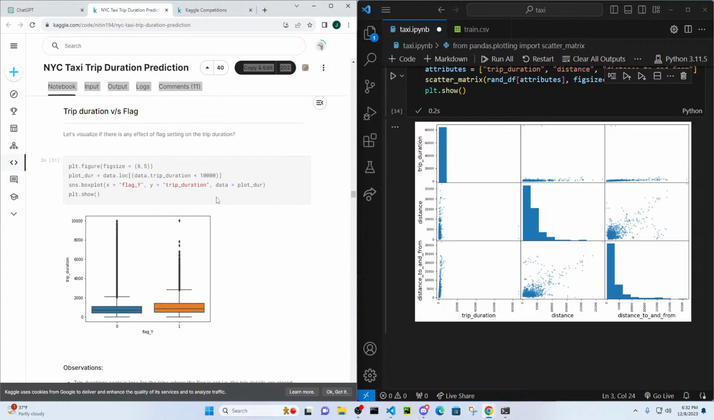So what is this actually showing? Trip duration versus flag. So if the flag is yes, how long the trip actually is, right? Only if the flag is yes. That's what it looks like.